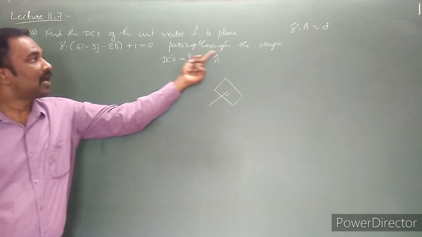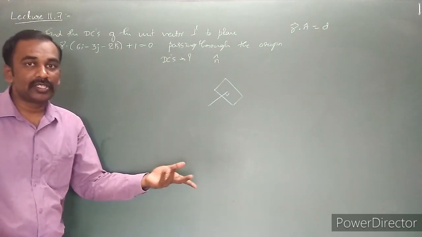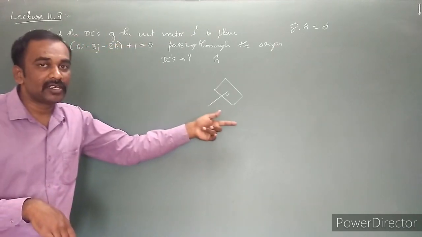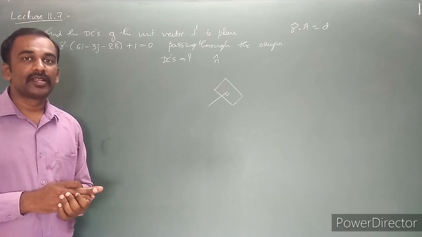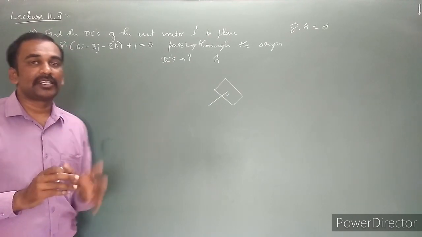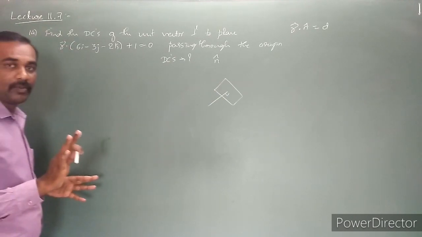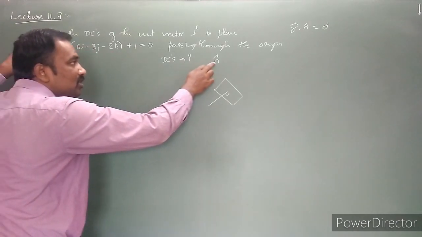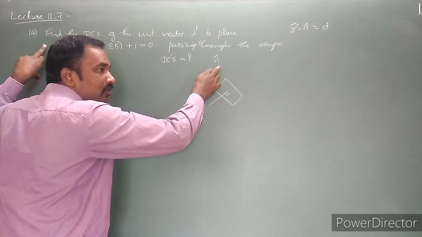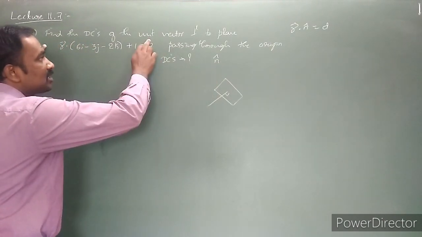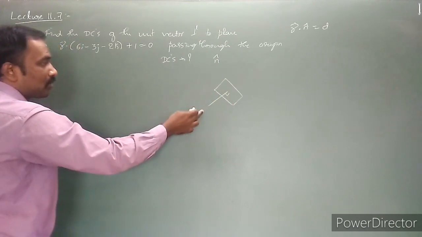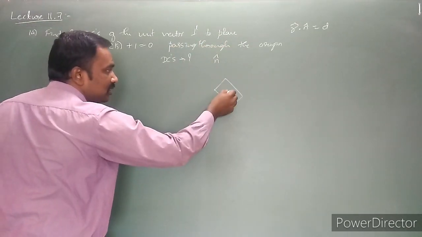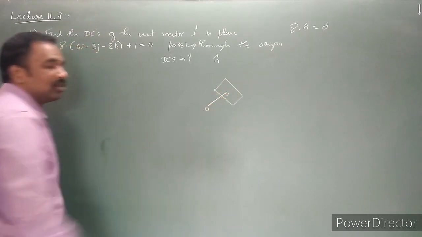This is the plane equation passing through the origin. Passing through the origin what? Whether the plane is passing through the origin or the required unit vector is passing through the origin. Unit vector is passing through the origin. I hope you people have got the meaning of the question. We need to find the direction cosines of the unit vector. This unit vector is perpendicular to the plane from the origin.